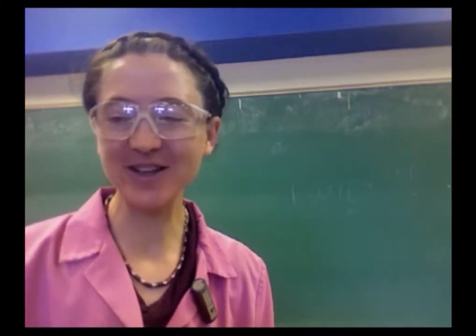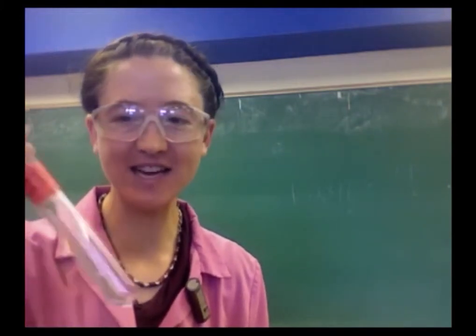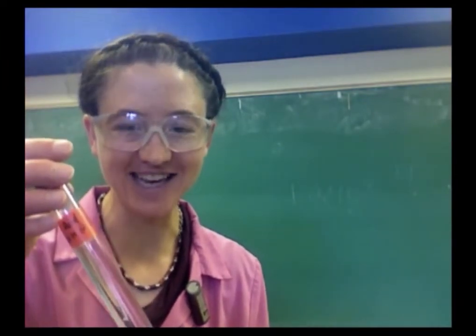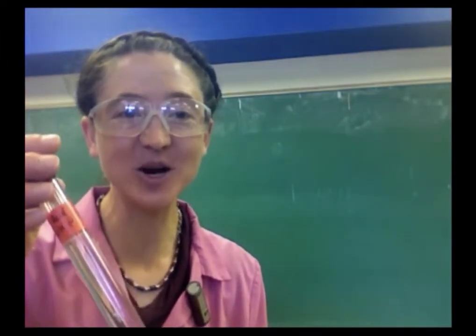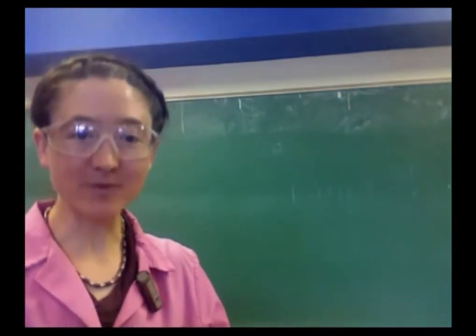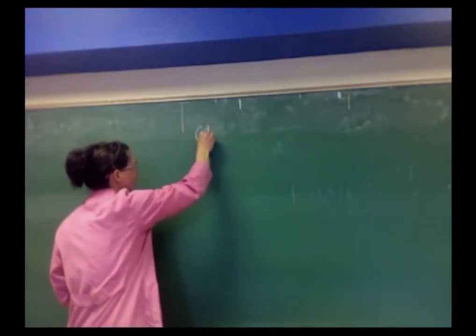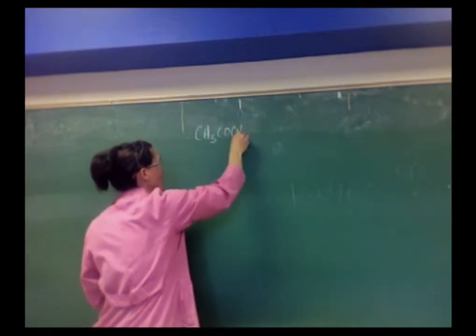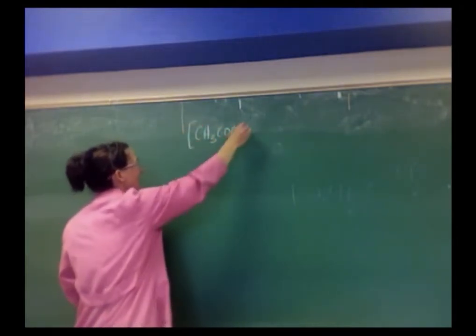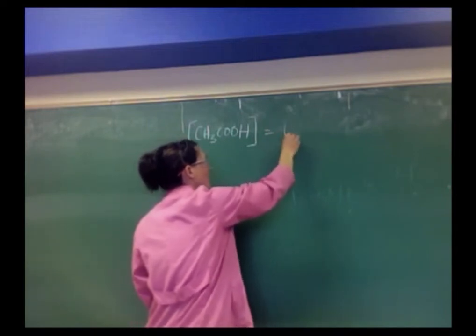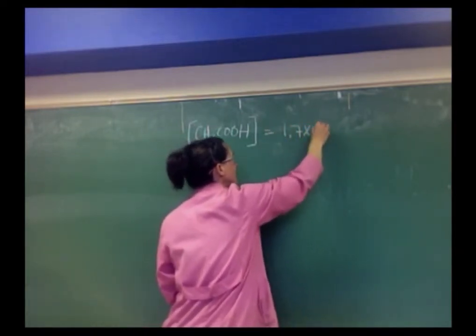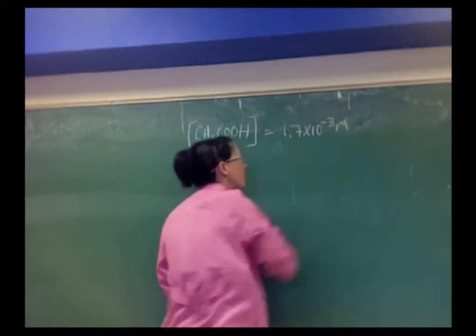Today we're going to be looking at a 1.7 times 10 to the minus third solution of acetic acid. And our goal today is to determine the pH of this solution. So you're thinking, okay, no problem, Rachel, get to the board and do it. So I'm going to go ahead and write down that we have CH3COOH, acetic acid, at a concentration of 1.7 times 10 to the minus third molar.